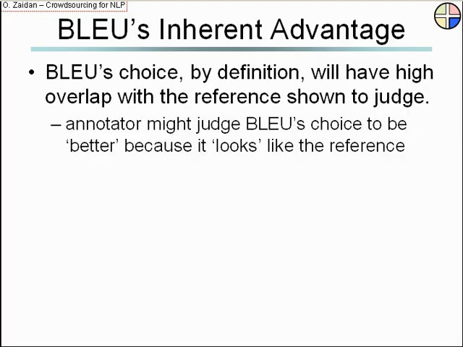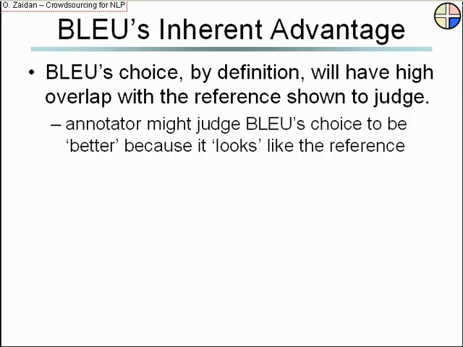Again, we don't expect people to understand German, so we show them the human reference to enable them to decide which one is the better translation. What that means is that when the annotator is faced with two candidate translations of comparable quality, they might go for the BLEU choice just because it looks artificially closer to the human reference, just because it has some of the same word choices.